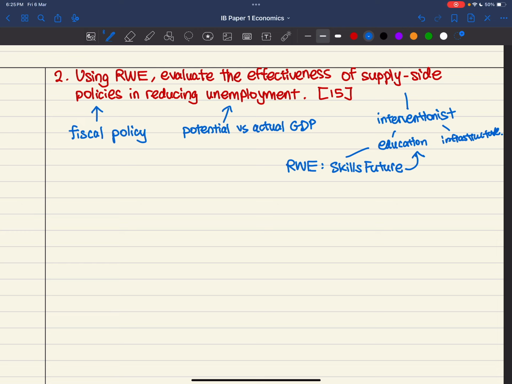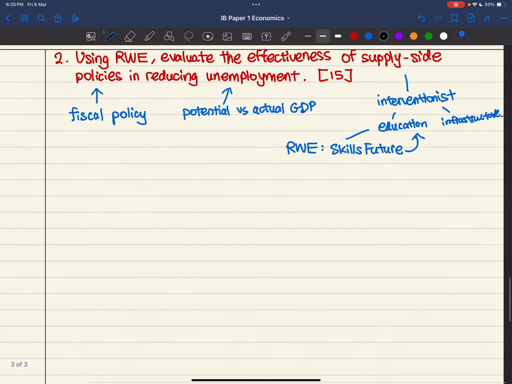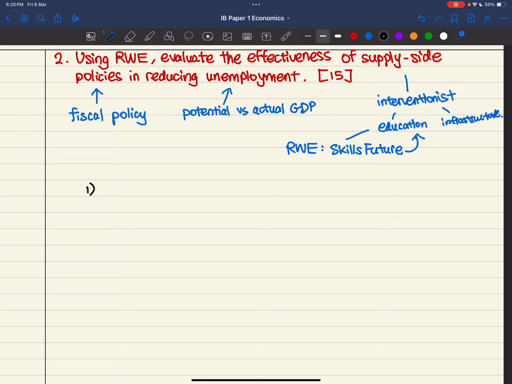Last, we need some evaluation and also the rough structure in mind. So let's write down a rough structure. First, intro, define all your things. Second, supply side explanation.